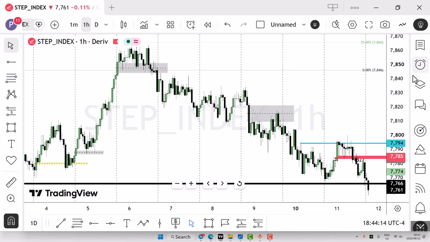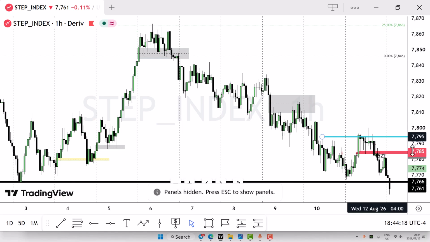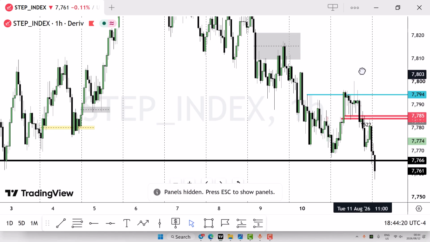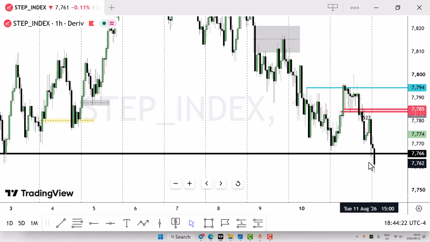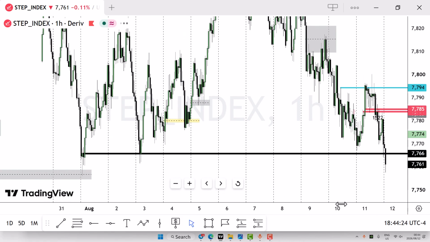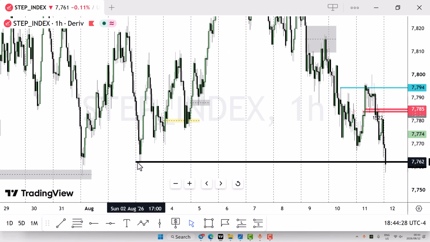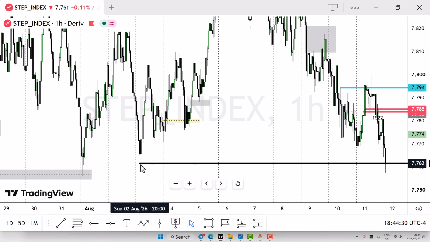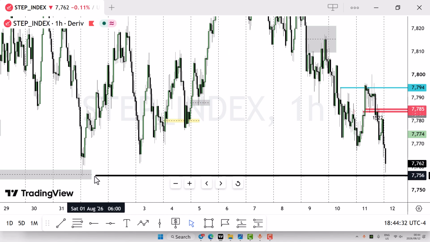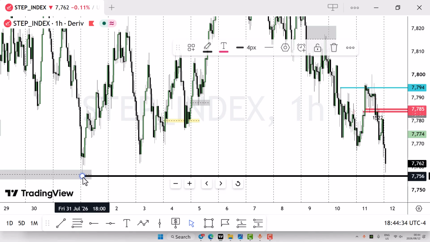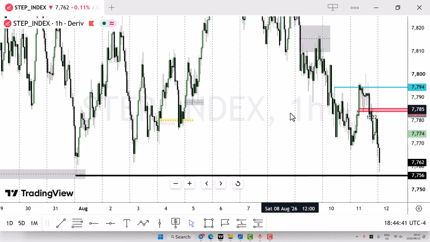So this is what I'm watching on Step Index on the 1 hour time frame. This is how far we've traded. We've gone into the sell side liquidity. Yep, we are going lower. So we just tagged this sell side liquidity, and this one is probably in the crosshairs. So that's what I'm looking out for in the next coming days.